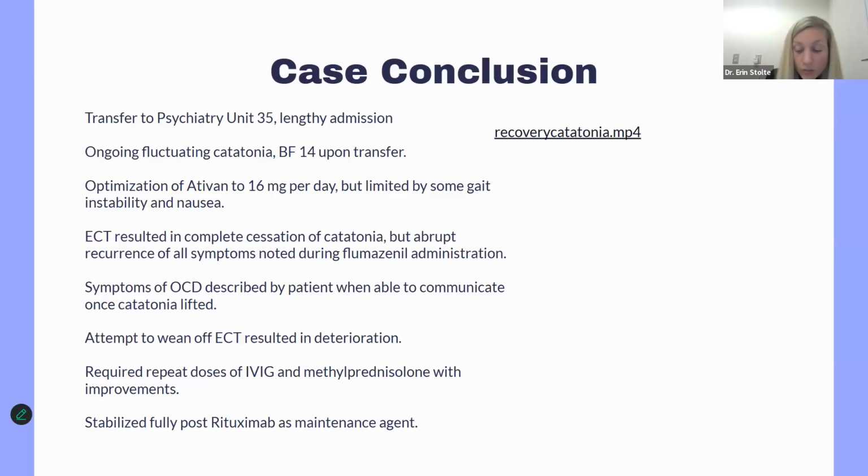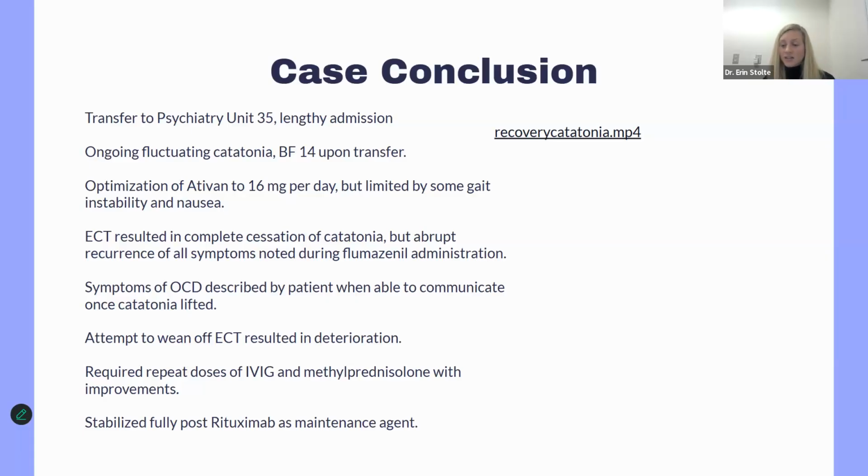Eventually, with repeat rounds, we decided to give him rituximab as a maintenance agent. And once that got to a therapeutic level, he had full recovery. It was quite interesting because as we were backing off on ECT, it was a nice sort of telltale sign. And when we gave him the flumazenil, what would happen to this kiddo? Would he be able to speak with us? Would he be clear, or would he regress into catatonia?